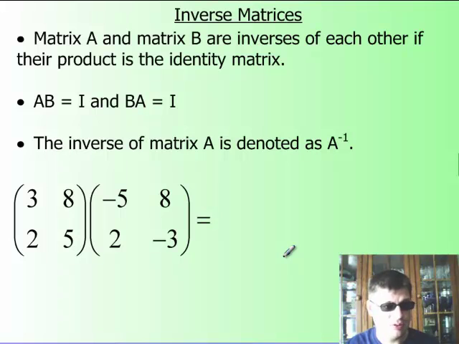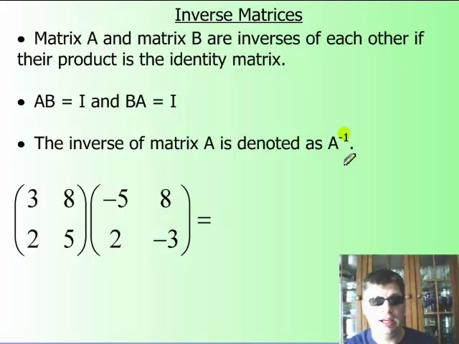So if I say A times B, that's going to give me the identity matrix. And likewise, B times A would also give me the identity matrix. We denote the inverse matrix as the matrix variable to the negative first power. That's how we generally indicate inverses, is to the power of negative 1. So let's try this out.